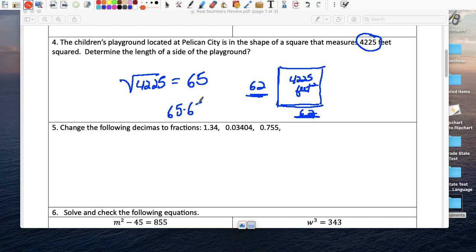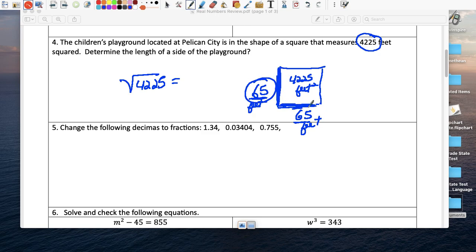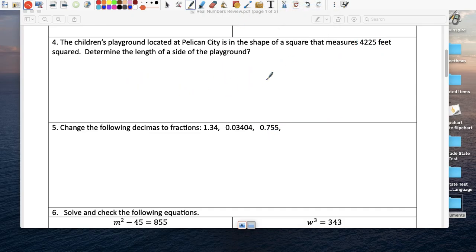65 times 65 is 4,225. So this would measure 65 feet. If you went to the park, this would measure 65 feet. So that tells us that 4,225 is a perfect square, because the sides can come out to two nice whole numbers in this case. Right, so the square root of 4,225 is 65. So the answer to this question is just 65. One side of that playground that is in the shape of a square measures 65. I think I made a mess out of that problem, but it was just finding the square root of 4,225.